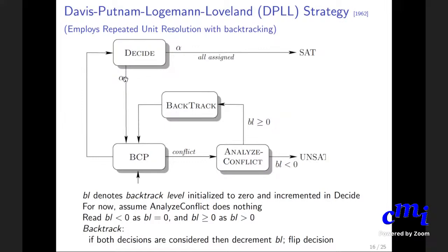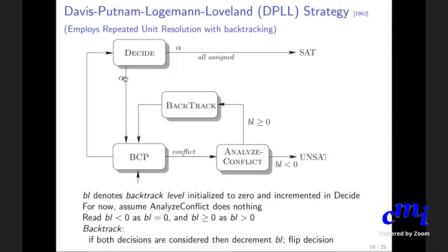For this formulation, assume that this check is BL equal to 0, and this one is BL greater than 0. BL stands for backtracking level. At the beginning, it is initialized to 0. Every time you make an explicit decision, you increase the level by 1.